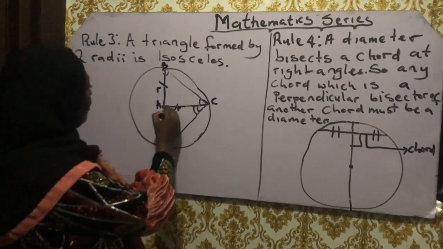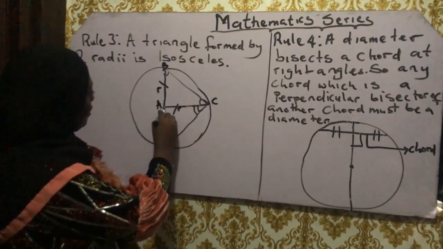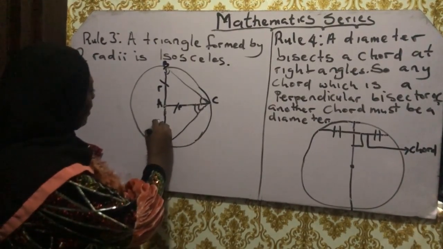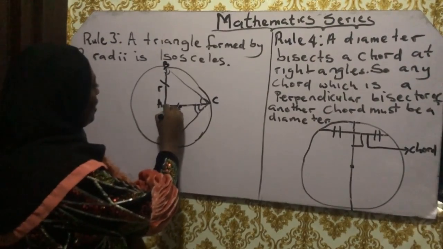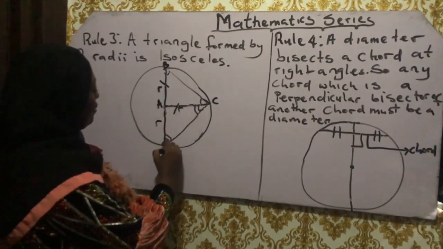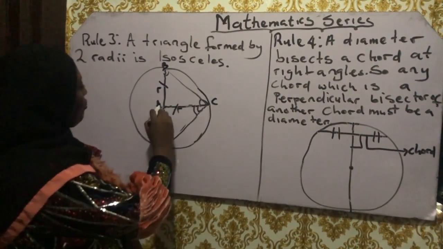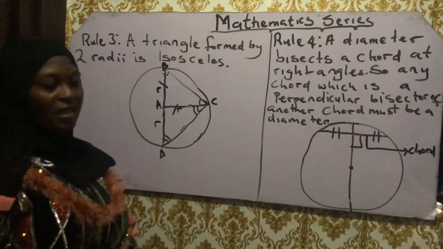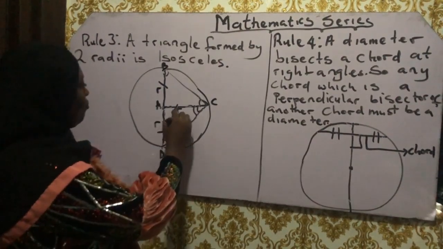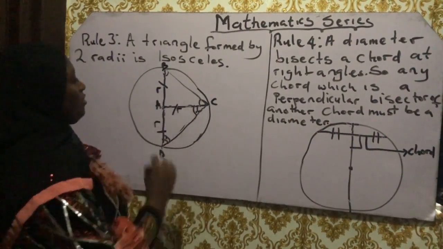Likewise, we have another radius. From here to here is a radius, and from here to here is a radius. Then another triangle is formed. So I like to say AD. So triangle ADC is isosceles, meaning this angle is equal to this angle.